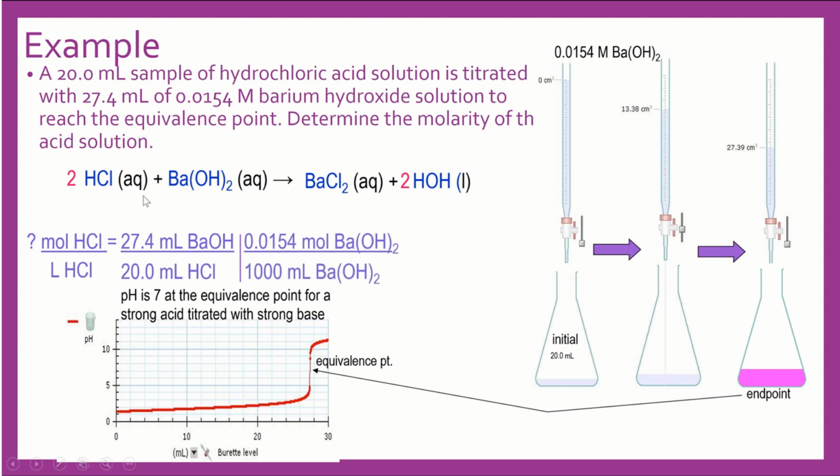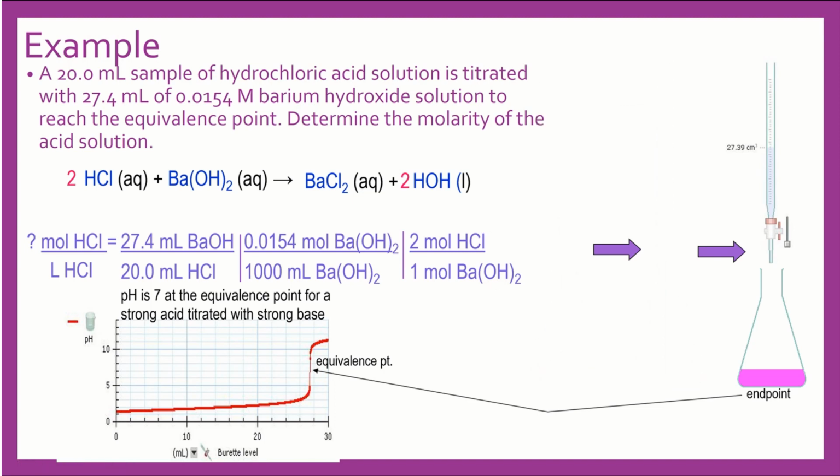Here's my concentration, moles per liter of base, barium hydroxide. So that's going to cancel out my milliliters of barium hydroxide and leave me with moles of barium hydroxide. Next, I can use my balanced chemical equation to convert from moles of barium hydroxide to moles of hydrochloric acid. It's a 2-to-1 ratio.